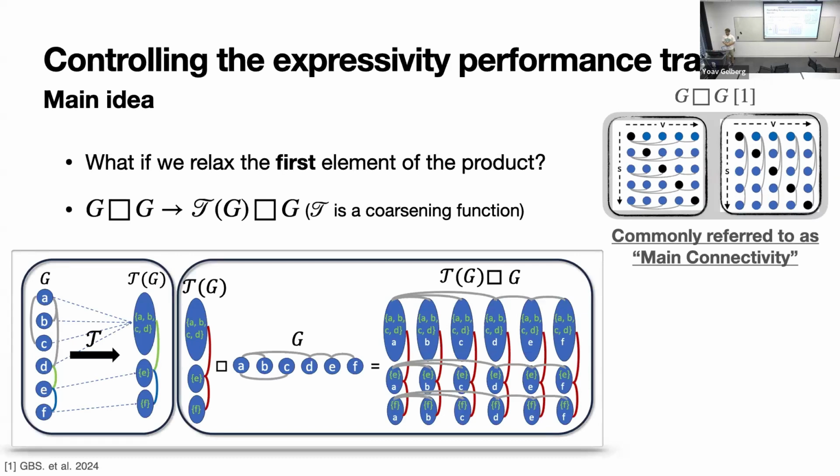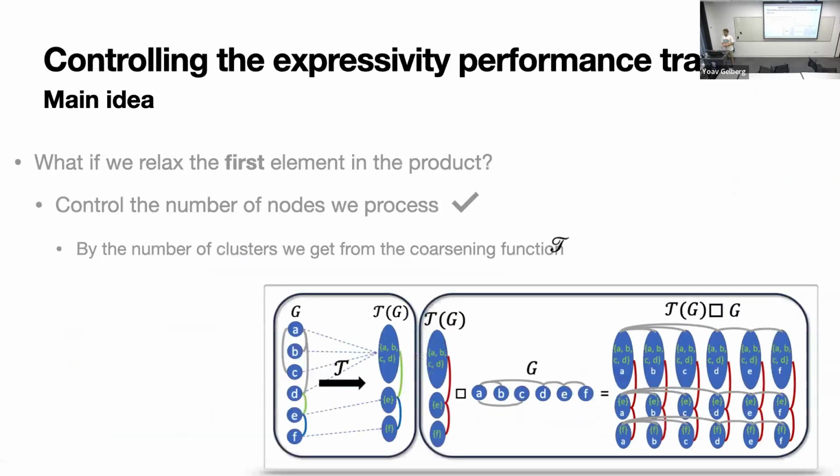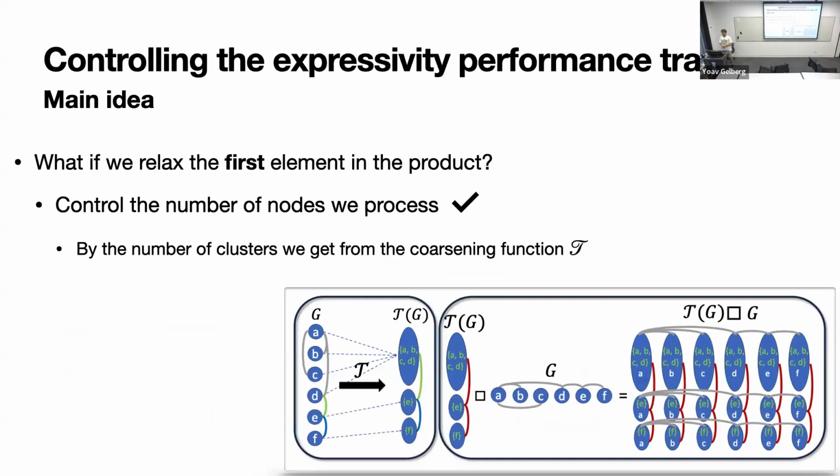So more specifically, the paradigm is as follows. We start with a graph G. We apply a coarsening function to G, which creates a cluster of nodes with induced connectivity from the original graph. And then we apply the graph Cartesian product between T of G and G and get a new main connectivity. So what do we get by this product? The first thing is that we basically control the number of nodes that we process. And this is simply by the coarsening function T, which controls the number of subgraphs that you get. We also have the main connectivity simply by applying the graph Cartesian product.